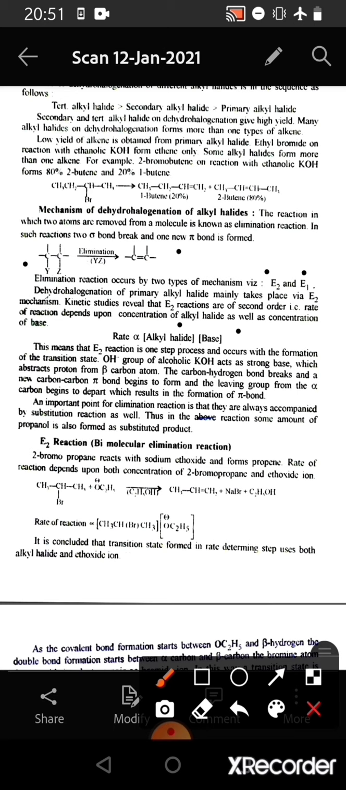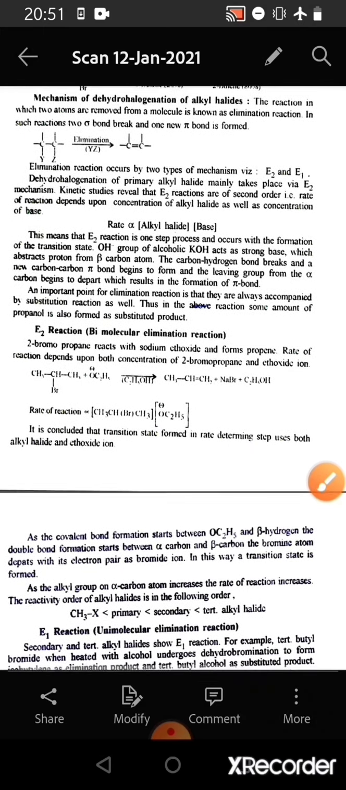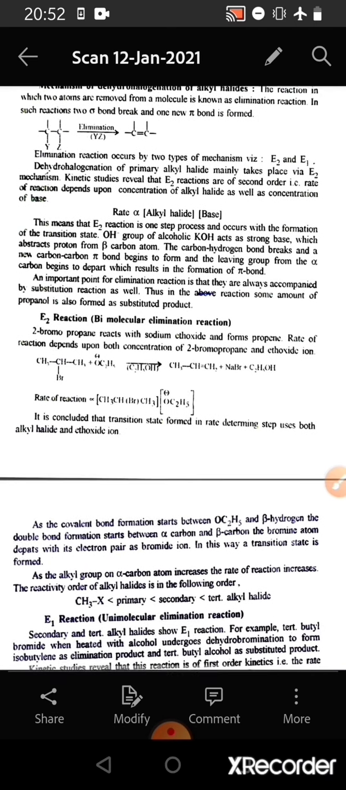An important point for elimination reactions is that they are always accompanied by substitution reactions as well. Thus, in this reaction we see that some amount of propanol is also formed as a substitution product. Now we come to the E2 reaction. It is also known as the bimolecular elimination reaction.